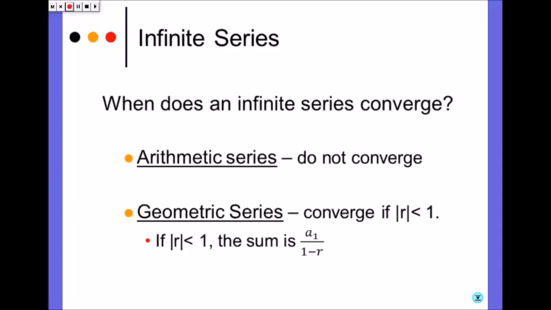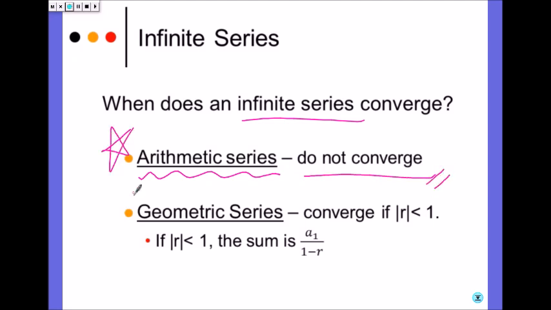Here, for infinite series, if it's arithmetic, what do we do? It does not converge, never. So there's no sum. For geometric, what was the condition? If the absolute value of the ratio is less than 1, then it converges. Otherwise, if it's greater than 1, it always diverges. And if it converges, your sum is the first term divided by 1 minus the ratio.